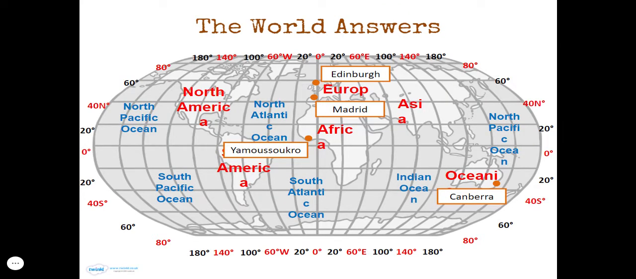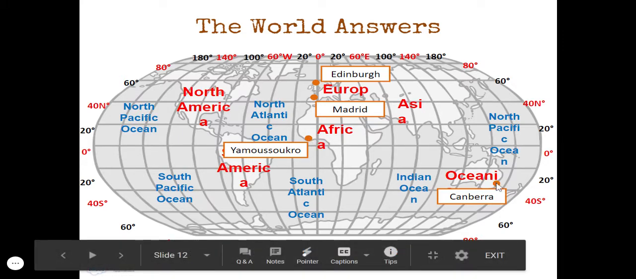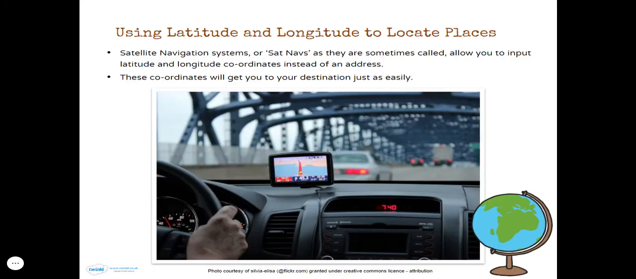Okay, that's a bit easier to see there. So Edinburgh we have up here, just here. Madrid is just here, quite close to each other. Yamoussoukro is just here in Africa, and then we've got Canberra down here in Australia. Well done if you got all those right.